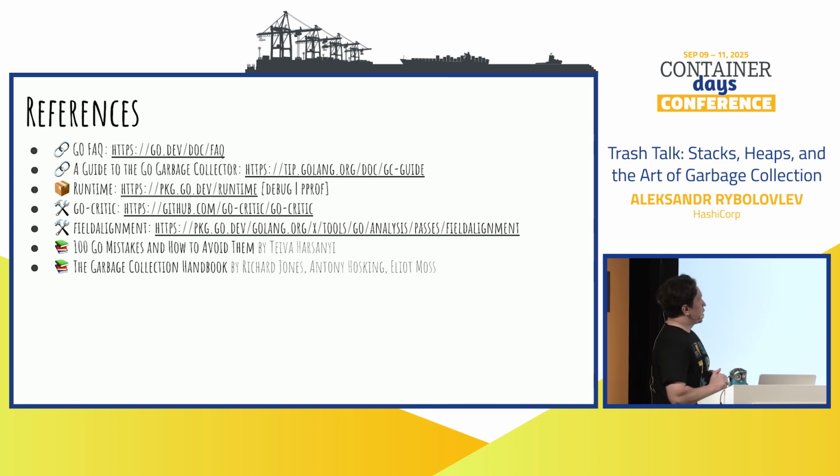And two books that I would highly recommend. The first one, 100 Go Mistakes and How to Avoid Them. I personally think that this is a book that every Go programmer must read. And if you really want to go into details of any garbage collection, you need to read this book, the Garbage Collection Handbook. This is an amazing, amazing one.